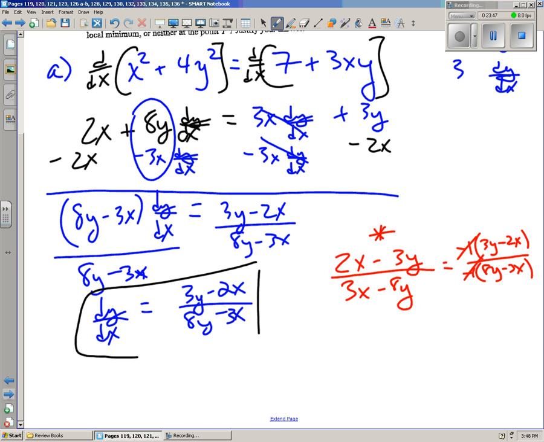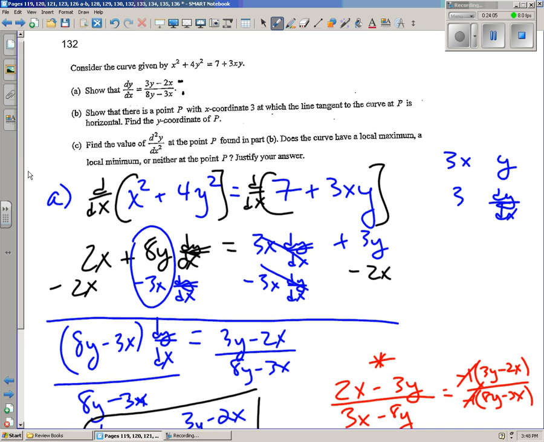And the reason why they pose the question like this is the following. If you don't get part A right, part B and C are going to be impossible. So they give you the answer for part A. So if you knew nothing about part A, you go on and do part B as if you knew the answer. Part B says, show there is a point, P, with x-coordinate 3, at which the line tangent to the curve is horizontal. And then they're asking you to find the y-coordinate of P.